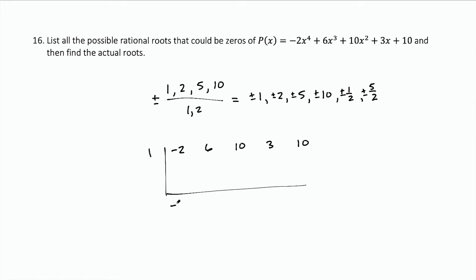We bring the -2 down. -2 times 1 is -2. 6 plus -2 is 4. 4 times 1 is 4. 10 plus 4 is 14. 14 times 1 is 14.